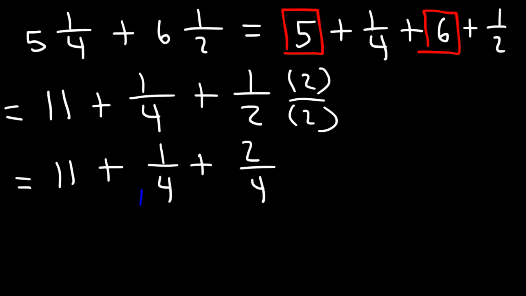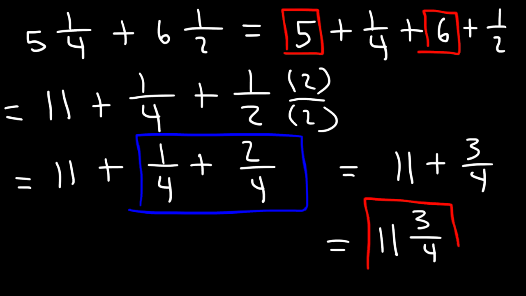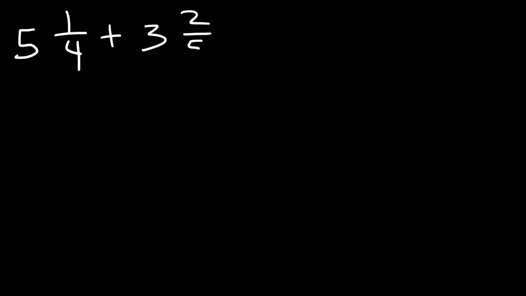So now we can add these two fractions together. And so this is going to give us 11 plus 3/4. And so the final answer is 11 3/4. And so that's it for this problem. For the sake of practice, go ahead and work on this example. 5 1/4 plus 3 2/5.